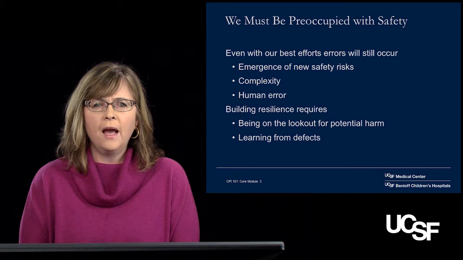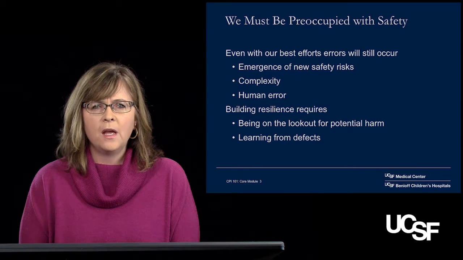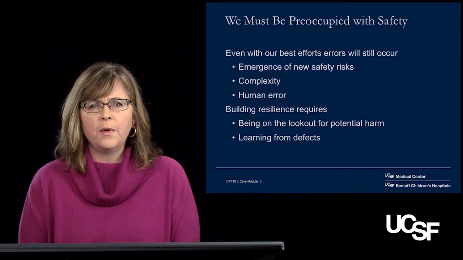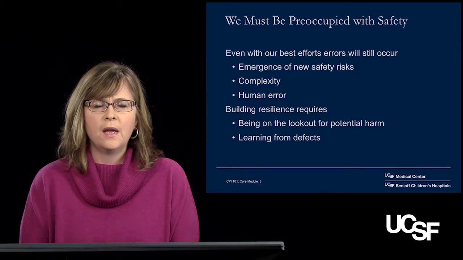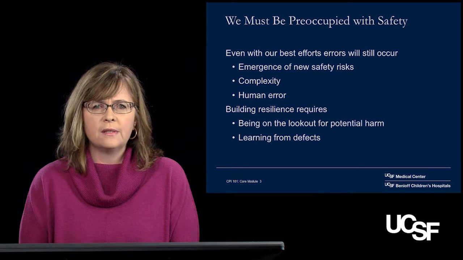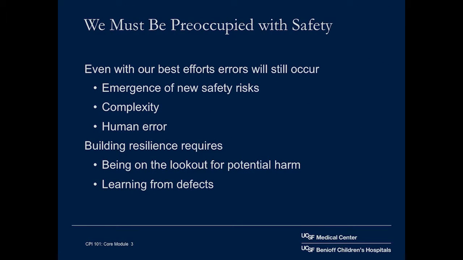This means that we have to be preoccupied with safety, that even with our best efforts, errors are still going to occur. This happens for a number of reasons. One of these reasons is that we have emerging safety risks. We have new technology and new processes happening all the time, and we don't know where all those defects are in our layers of defense. Similarly, our systems are complex, and the different parts of our systems can interact with each other in unpredictable ways.